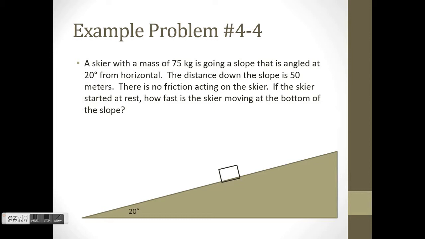Distance down the slope is 50 meters. There's no friction acting on the skier. If the skier starts at rest, how fast are they moving at the bottom of the slope? So let's collect some information. There's one piece of information: it's 50 meters down the slope for the skier.